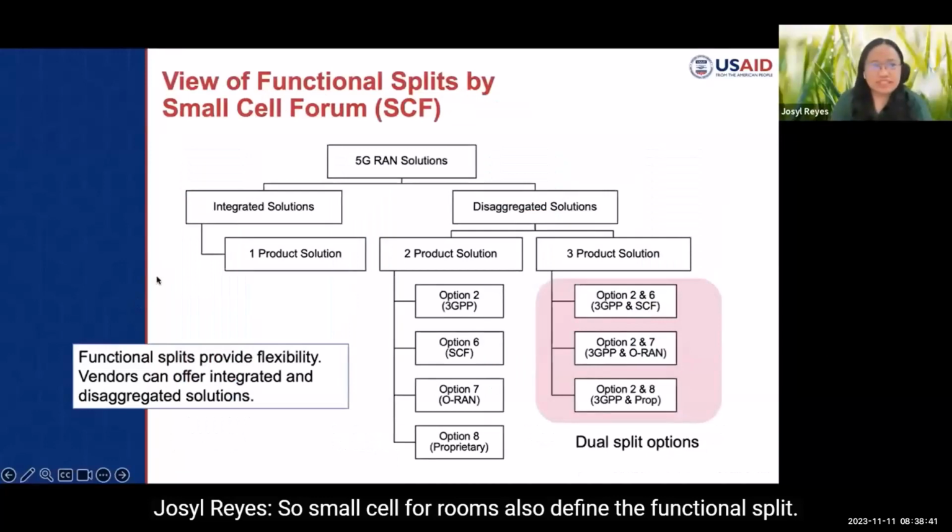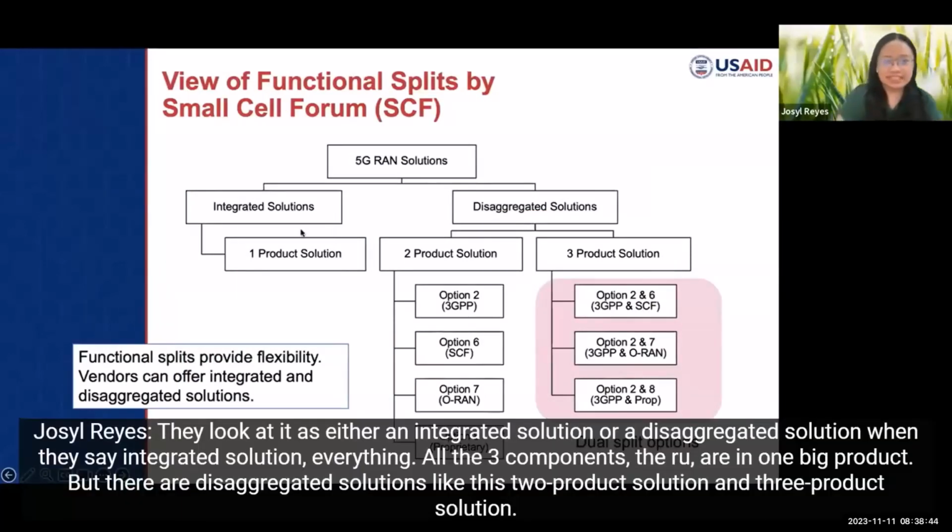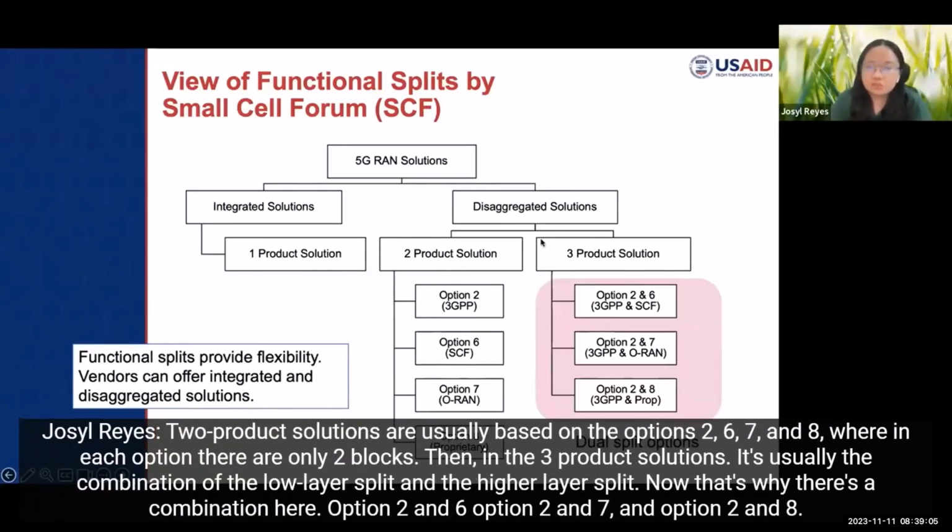So the Small Cell Forum also defines the functional split. They look at it as either an integrated solution or a disaggregated solution. When we say integrated solution, all three components, the RU, CU, and DU, are in one big product. But there are disaggregated solutions like this 2-product solution and 3-product solution. 2-product solutions are usually based on options 2, 6, 7, and 8, where in each option there are only 2 blocks. Then the 3-product solutions are usually a combination of the low layer split and the high layer split. That's why there's a combination here: option 2 and 6, option 2 and 7, and option 2 and 8.